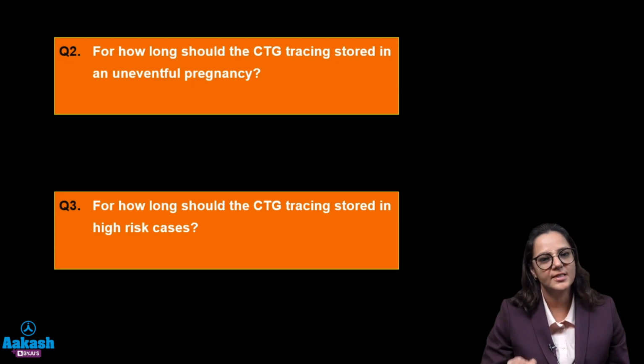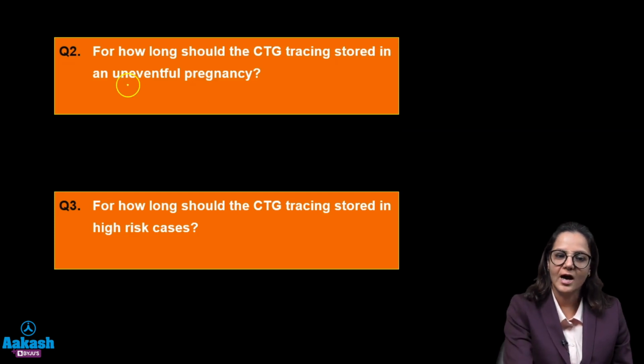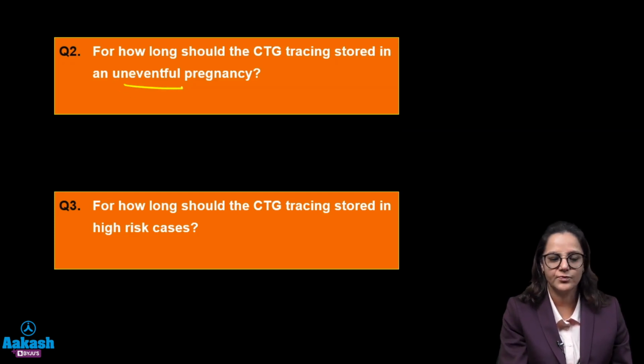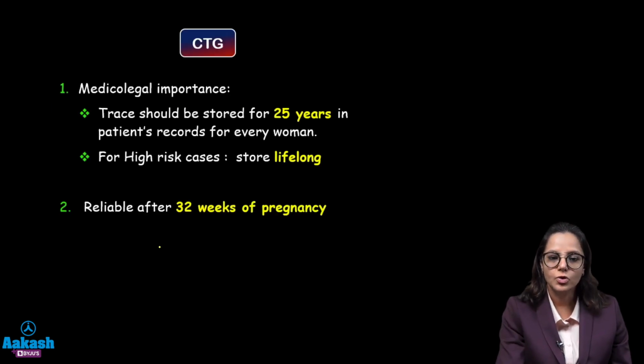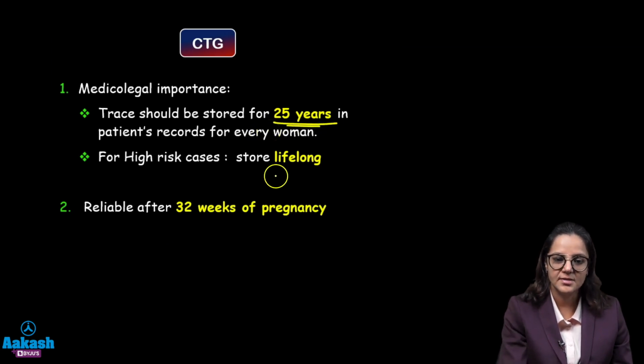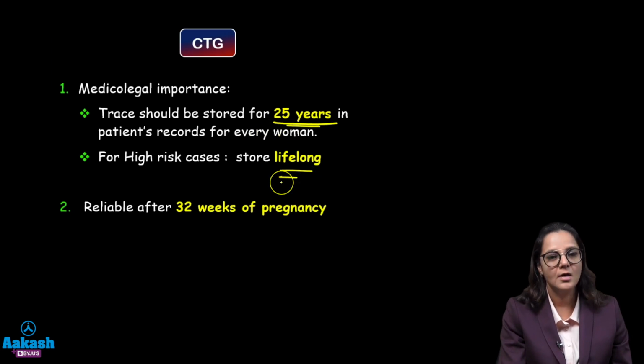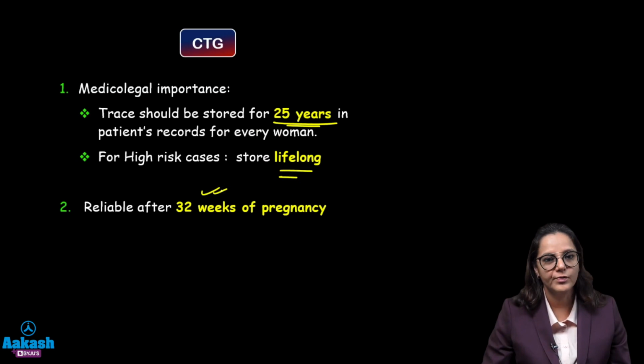For how long should the CTG tracing be stored in a case of an uneventful pregnancy when everything goes well? And for how long should it be stored in high risk cases? So it should be stored for 25 years if everything is fine. But in patients who are high risk cases, it should be stored lifelong. Another important thing, CTG is only reliable after 32 weeks of pregnancy.